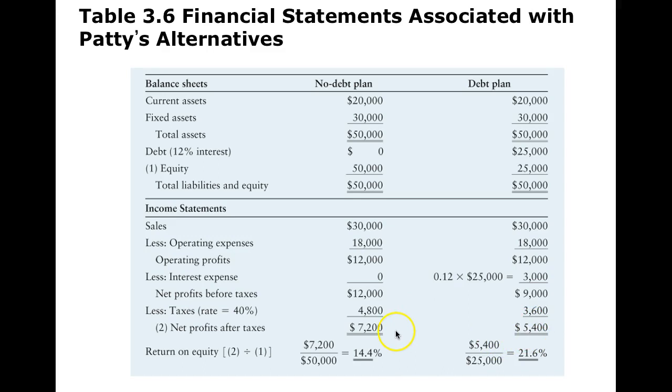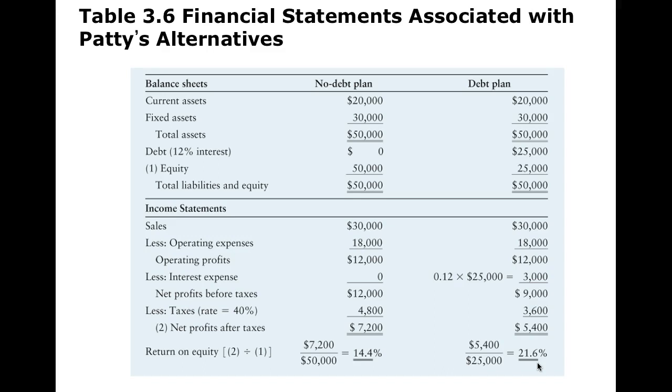But if we look at our return on equity, here our profits are $7,200 and our equity is $50,000 because we put $50,000 into the business. So our return on equity is only 14%. But here our equity is only $25,000 because we only put $25,000 into this investment. Our return on equity is higher, even though our total return is lower. Since only $25,000 of our own money is in this investment, our return on that money is higher.